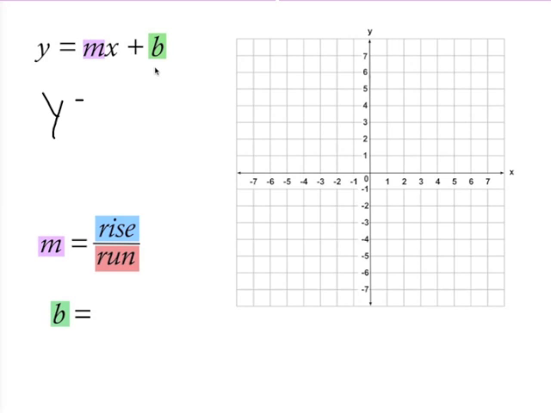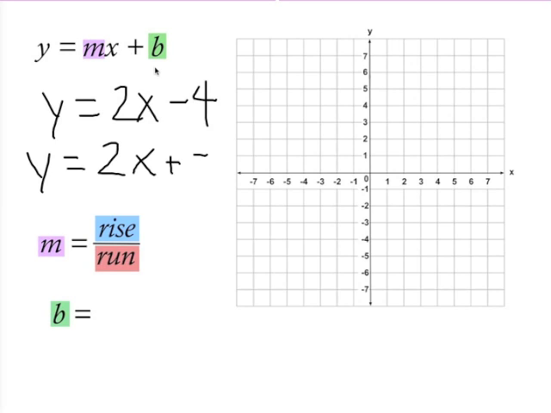Y equals 2x minus 4. For those of you who like to leave change, we're going to rewrite this as y equals 2x plus negative 4. Now I can determine the y-intercept and the slope directly from this equation. So let's go ahead and do that.